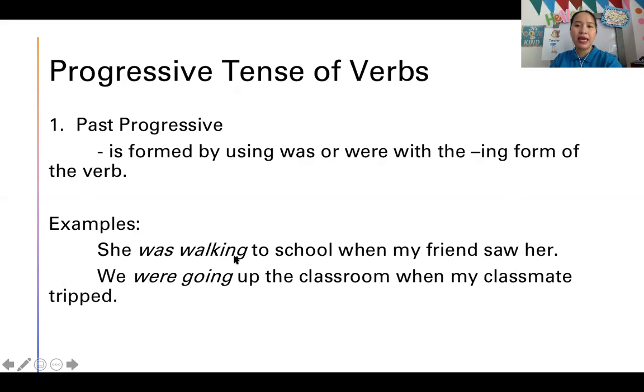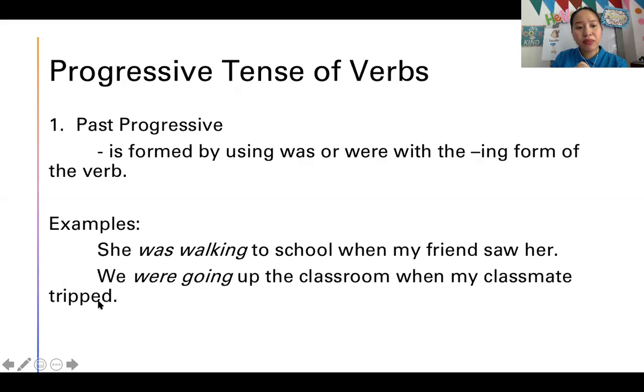Follow? Okay. Next, we have, we were going up the classroom when my classmate tripped. So again, there are two events. Try to take note. First, we were going up the classroom, and the second one, when my classmate tripped. Okay? So, we were going up. Were because we is plural. And were is the past tense of are. So, we were going. Going is the ing form of the verb go. So, you add it to them.